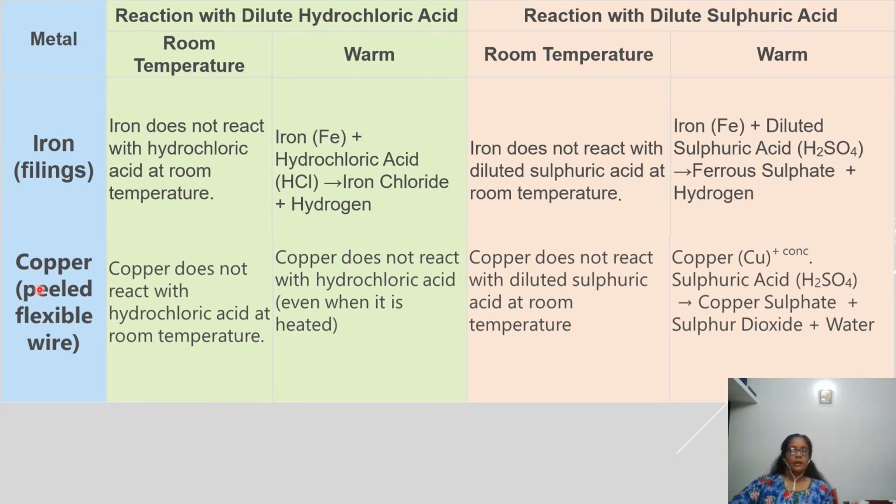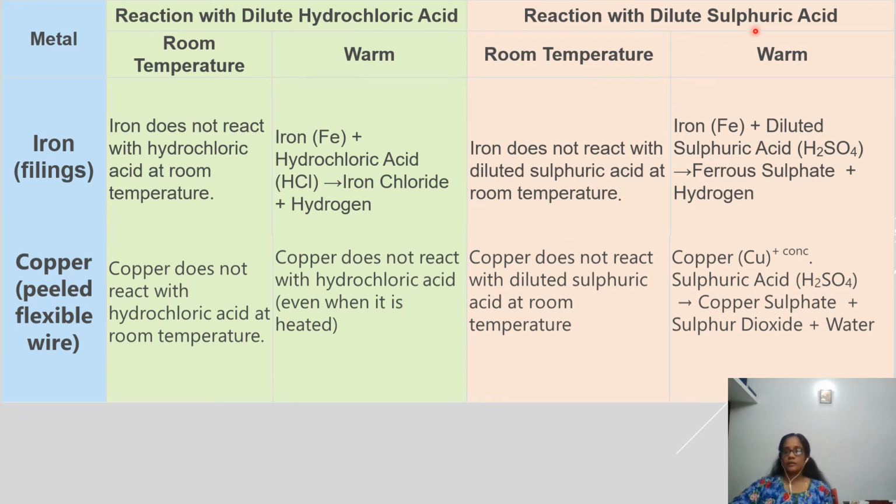Okay, and the next metal is copper, from a flexible wire. Inside the wire you can see the copper. So just take a small piece of copper, take dilute hydrochloric acid in a test tube and add the small piece of copper. At room temperature copper does not react with hydrochloric acid, and in the warm condition also copper does not react with hydrochloric acid.